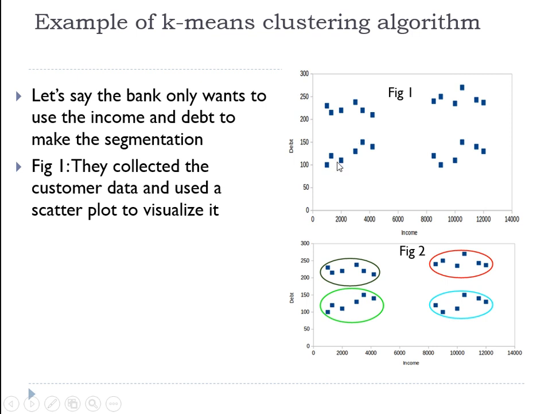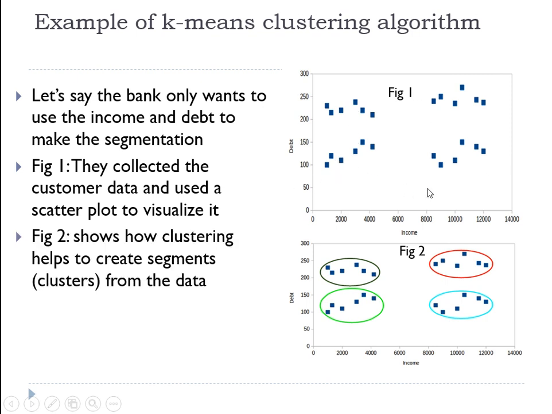Now let's try to make clusters or apply the k-means algorithm on this original data. So as a human, you can easily say that these data points here can be made into one cluster since they are all very close to each other. These data points here can be made into one cluster. This can be one cluster and this is one cluster.